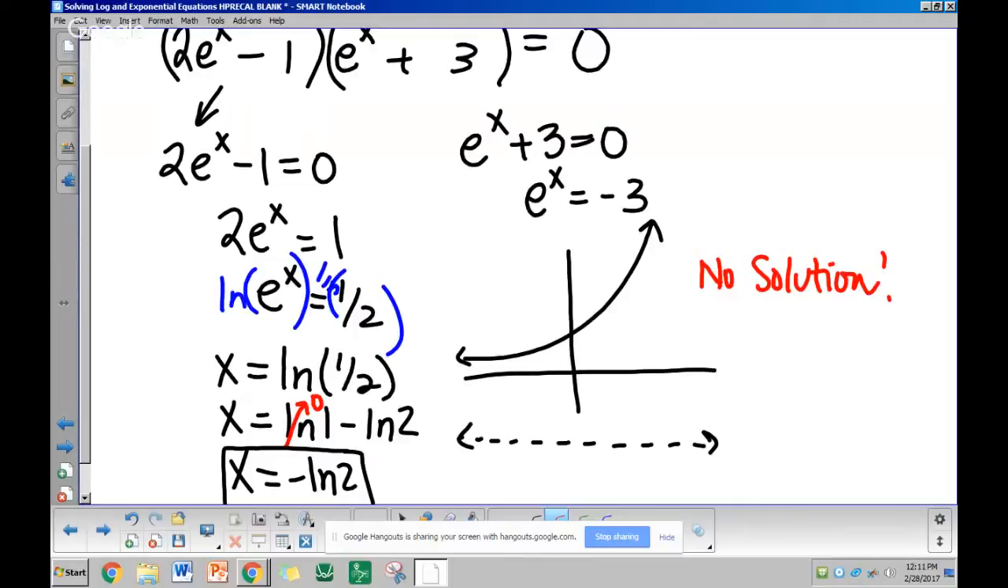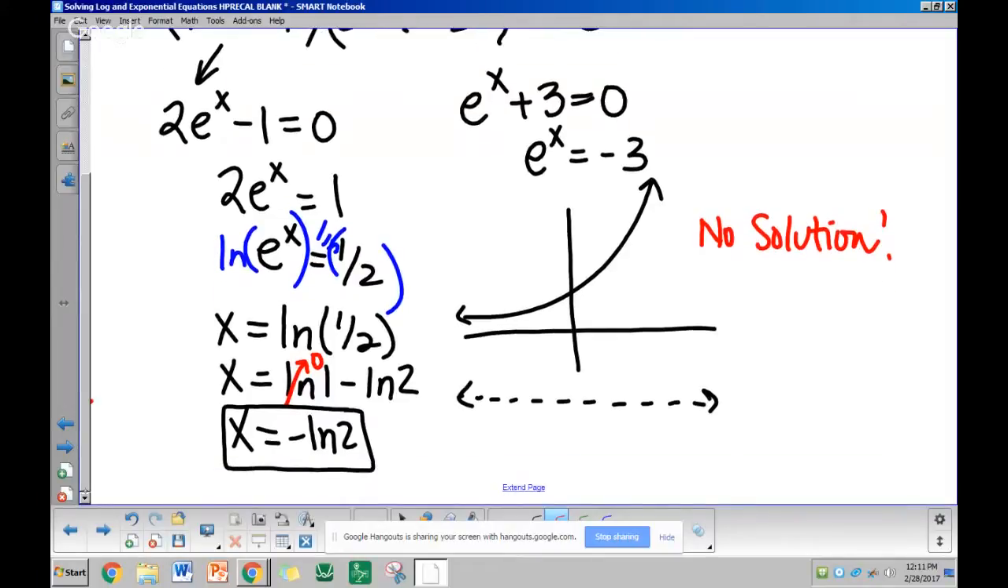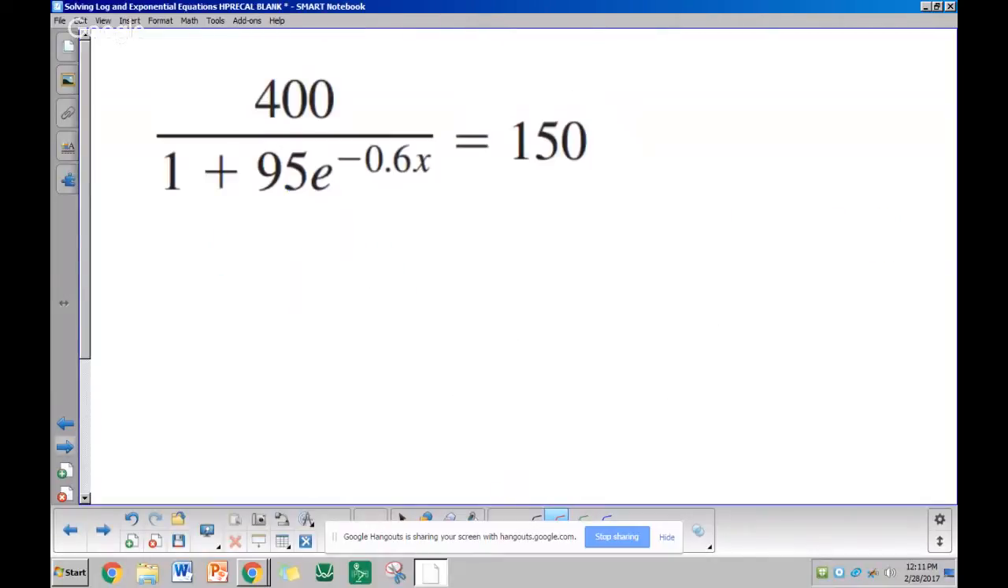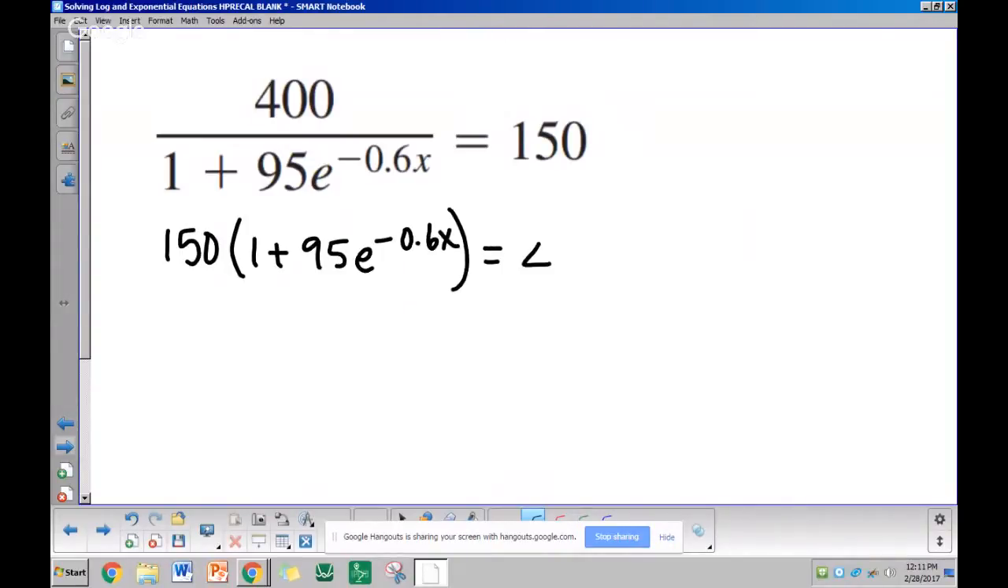We have only one answer, which is negative ln of 2. Logistics, we've done this already. What do we do? Solve for x, cross multiply. So we get 150 times 1 plus 95 e to the negative 0.6x equals 400, and you guys did pretty well on the quiz.